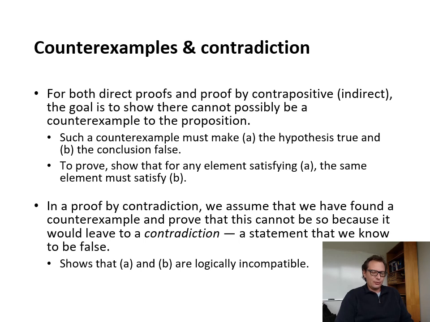And so then to prove, for example, directly that something holds, we want to show that any element that satisfies A must also satisfy B. If we show that, then we know that there are no counterexamples. However, there is a different type of proof called proof by contradiction, where we assume that we have found a counterexample, and we prove that it cannot be so because it would lead to a contradiction, which is a statement that we know to be false. So basically, we want to show that A and not B are logically incompatible.